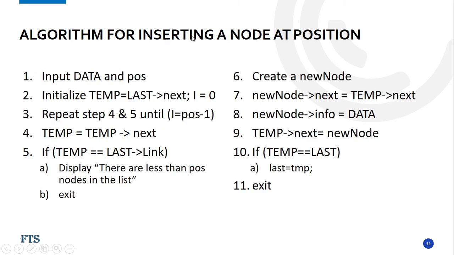Algorithm for inserting a node at any position is: input data and pos, initialize temp is equal to last next, or link, then i should be equal to 0, repeat step 4 and 5 until i is equal to pos minus 1, temp should be equal to temp next. If temp is equal to last link, display there are less than pos nodes in the list, then exit. Otherwise, create a new node, new node next should be equal to temp next, new node info should be equal to data, temp next should be equal to new node. If temp is equal to last, last should be equal to new node. Then exit.